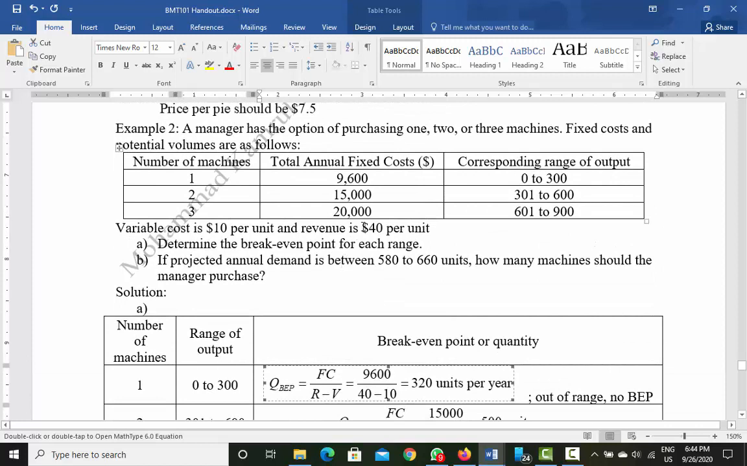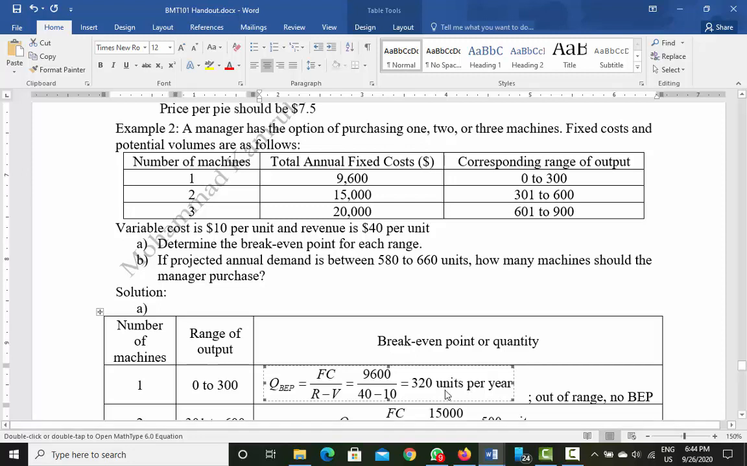So as you can see, if the manager purchases only one machine, the range of output will be 0 to 300, and the fixed cost is 9,600. Revenue per unit is 40, variable cost per unit is 10. So 40 minus 10. If you divide, you will see 320 units per year. So if you produce 320 units per year, you will achieve break-even point.